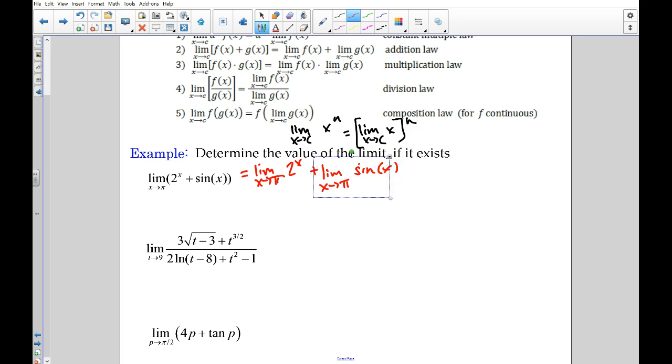But I have to check, is pi in the domain of both of these? 2 to the x has a domain of all real numbers, yes, and pi is in the domain of sine because sine has a domain of all real numbers, so we're good. This is okay to do. Then we can evaluate each of these individually. Both of these are continuous functions, so I can just substitute the values in directly using the direct substitution property. So I would get 2 to the pi plus sine pi. And sine pi is 0, so this is just 2 to the power of pi.